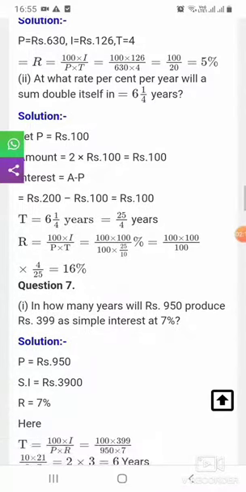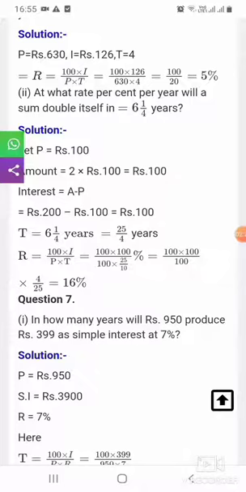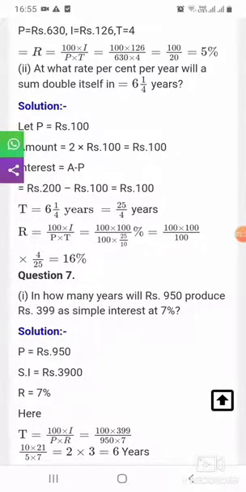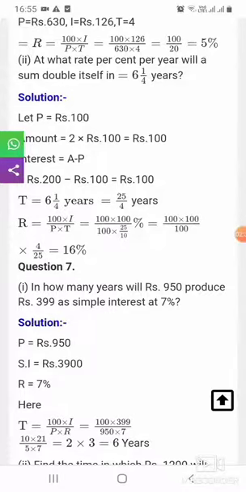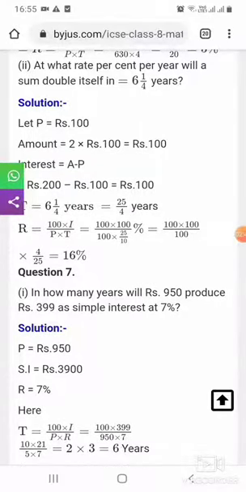Now you don't know the amount here. At what rate percent per year will a sum double itself? Sum means principal plus interest. So imagine if the principal is 100, then the amount will be 200, because it becomes double here. The total should become double the principal amount. So let us assume that P is equal to 100. You can assume any value. To make it simpler, we are making the principal amount 100. So let P is equal to 100. Then the amount is equal to what? 2 into 100, that is 200.